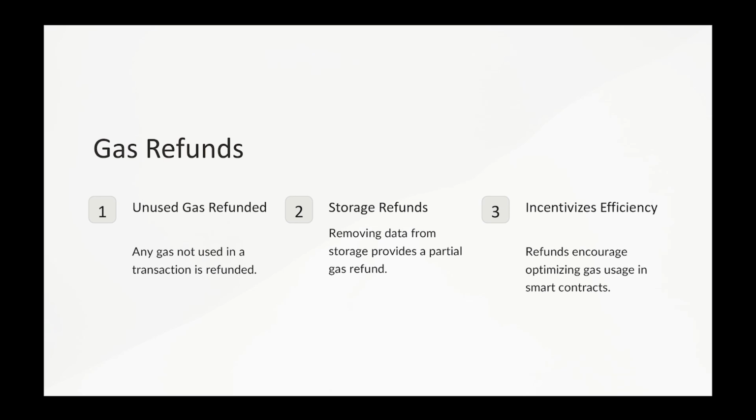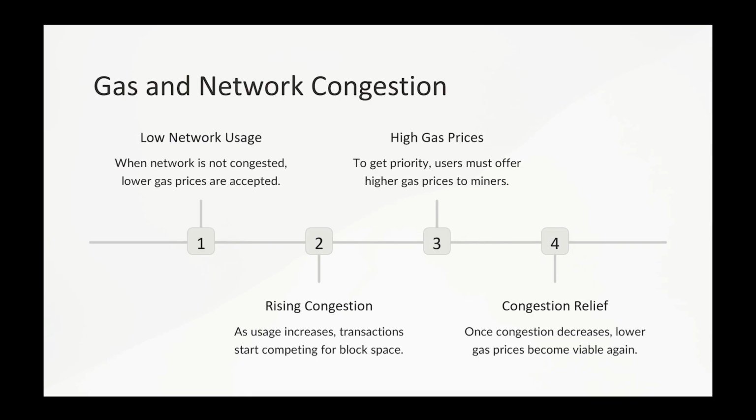Any gas not used in a transaction is refunded. Removing data from storage provides a partial gas refund. These refunds encourage optimizing gas usage in smart contracts. The relation between gas price and network congestion is as follows. When network is not congested, lower gas prices are accepted.